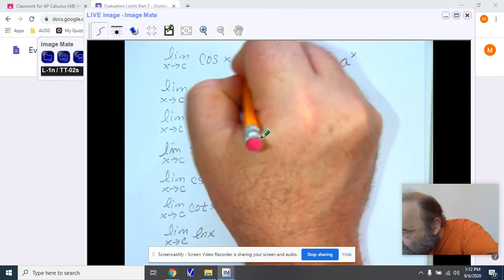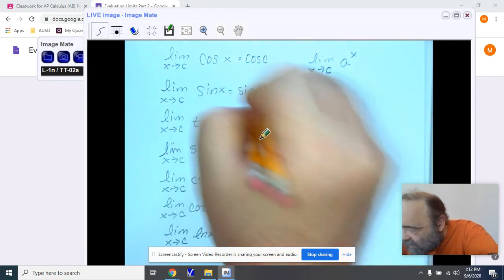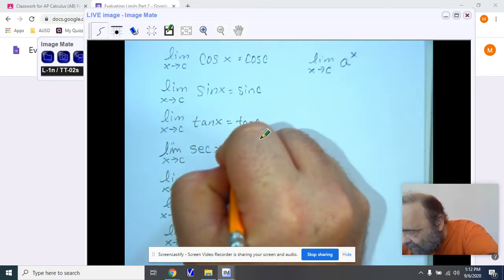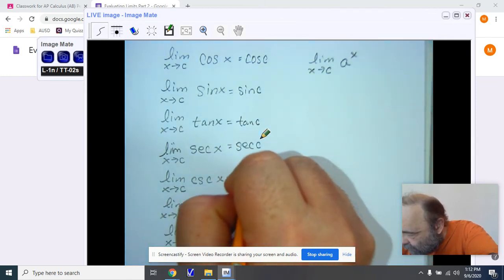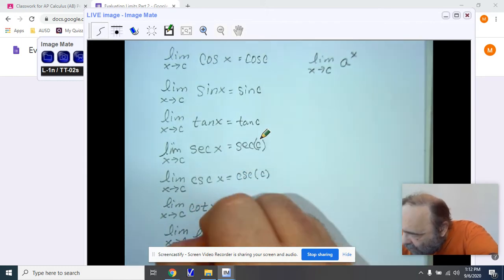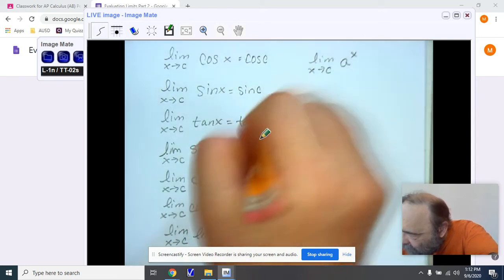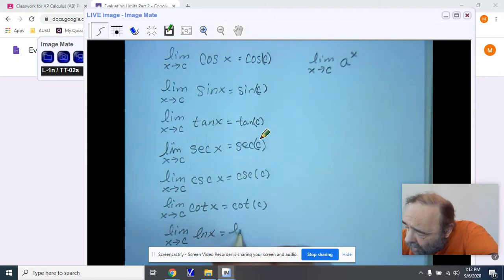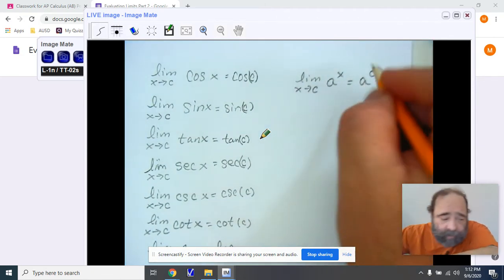This would be the cosine of c, the sine of c, the tangent of c, the secant of c, the cosecant, I'm going to put parentheses around that, of c, the cotangent of c. And for these other two, it's just the natural log of c and a to the c power.